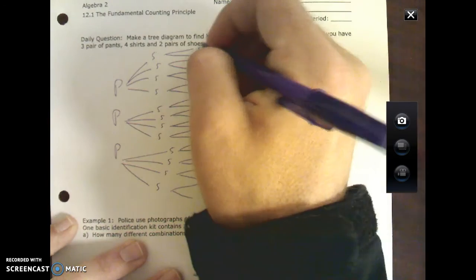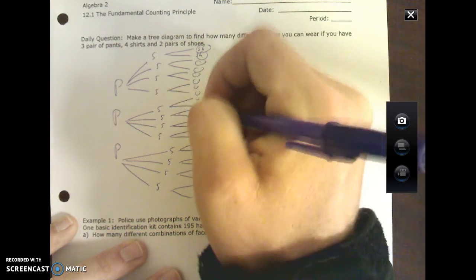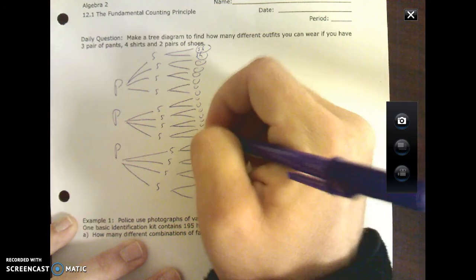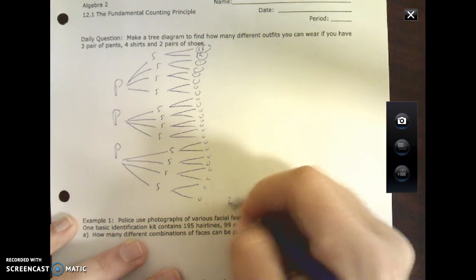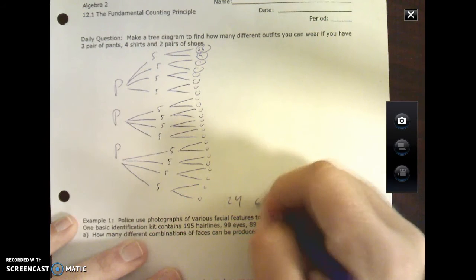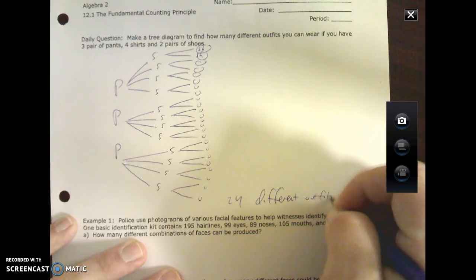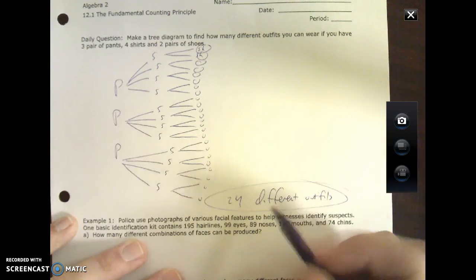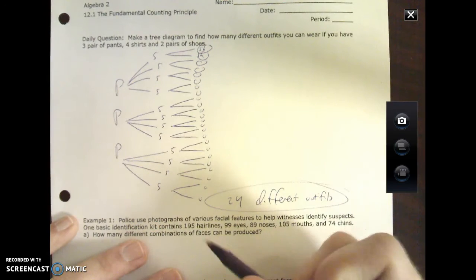Okay. So 1, 2, 3, 4, 5, 6, 7, 8, and so on up to 24 total. 24 different outfits. Okay? Now, you can see how this grows very quickly, just by drawing a little bit of a picture.